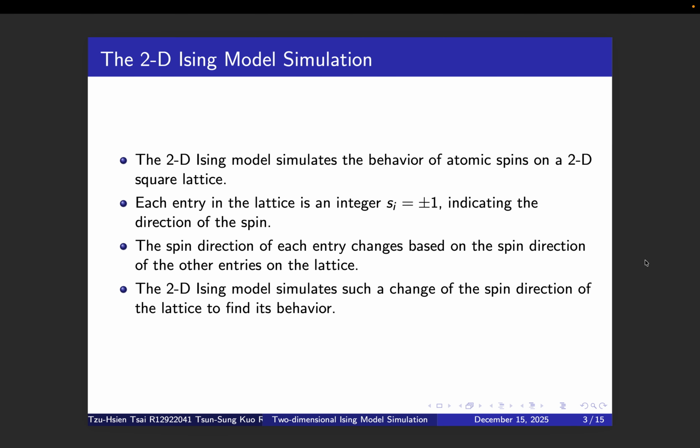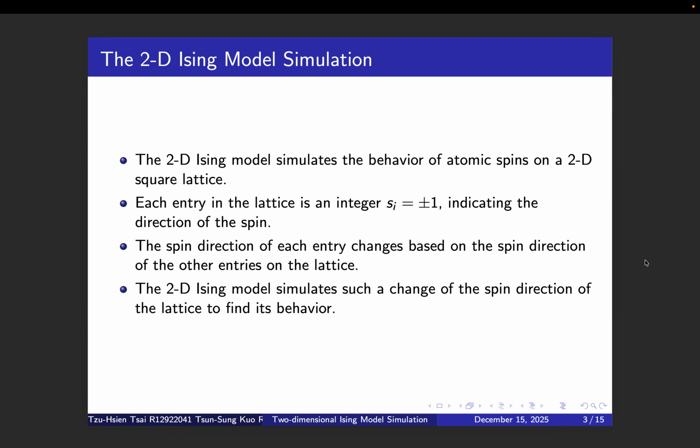The two-dimensional Ising model simulates the behavior of atomic spin on a two-dimensional lattice whose shape is a square. Each entry on the lattice is an integer, which is either +1 or -1. The sign of this integer represents the direction of the spin of the atom on this lattice.